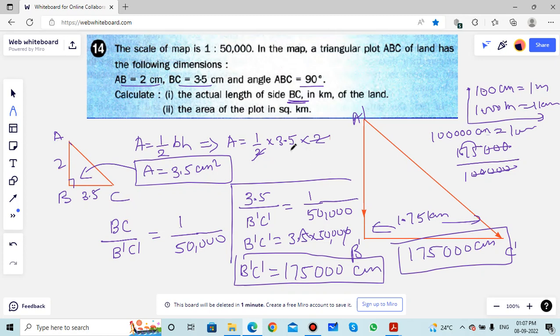Now they're asking the area of the plot in square kilometer. We already have found the area of this one. We have to find the area of this one. So how to find it out? Let's see.